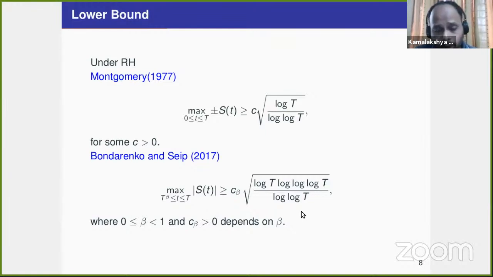If we try to improve, we can only improve this constant C_beta if we want to calculate this explicitly. Otherwise, this is the best we can do. So what is the true value of S(t)? What should be the conjecture?